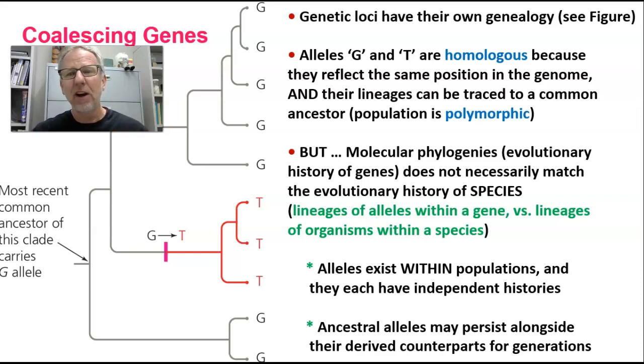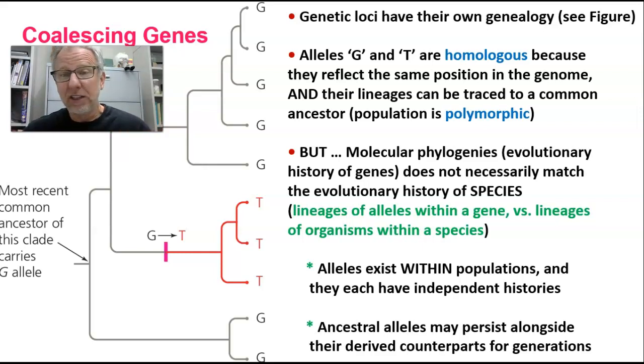So we can figure out molecular phylogenies, and we're going to expand on that in the upcoming slides and the rest of the chapter. But a key thing to get into your heads right now is that while we use different genes to estimate the evolutionary history of species, species phylogenies, it's really important to understand that molecular phylogenies, the evolutionary history of genes, do not always match up to the evolutionary history of species.